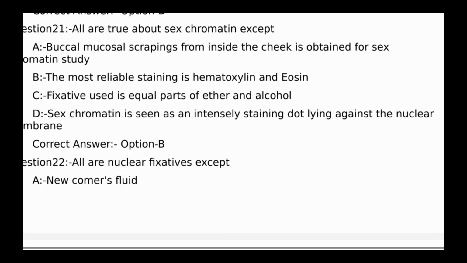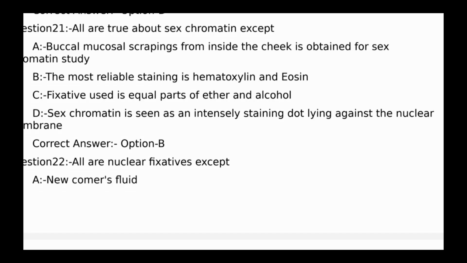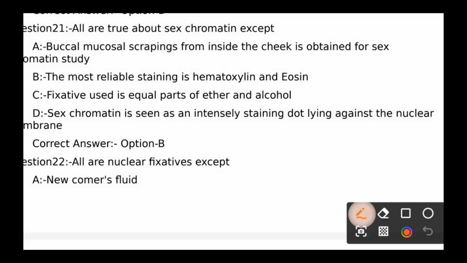Next one. All are true about sex chromatin except. All are statement type questions, so be careful while answering. Option A, buccal mucosal scrapings from inside the cheek is obtained for sex chromatin study. Option B, the most reliable staining is hematoxylin and eosin. Option C, fixative used is equal parts of ether and alcohol. Option D, sex chromatin is seen as intensely staining dot lying against the nuclear membrane. Buccal mucosal scraping from inside the cheek is obtained for sex chromatin study.